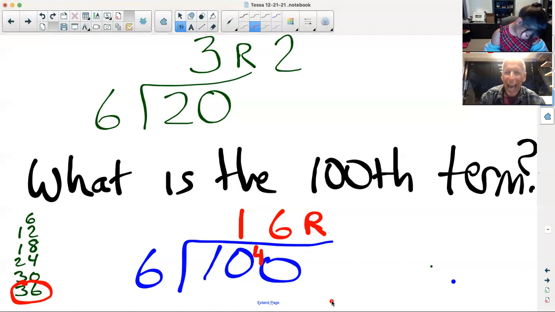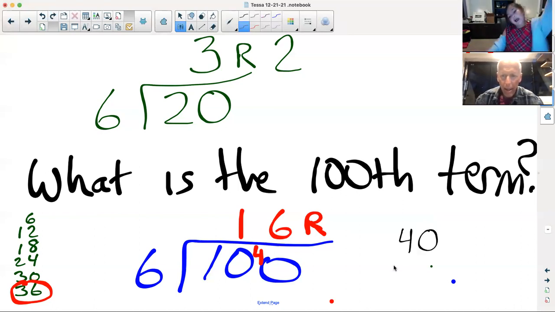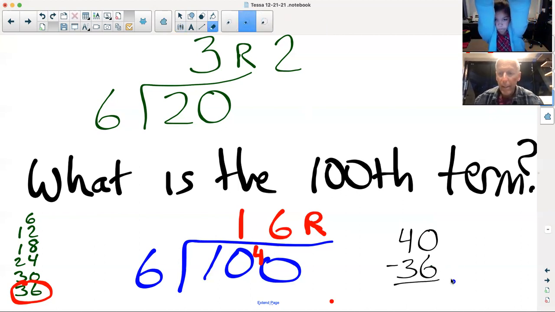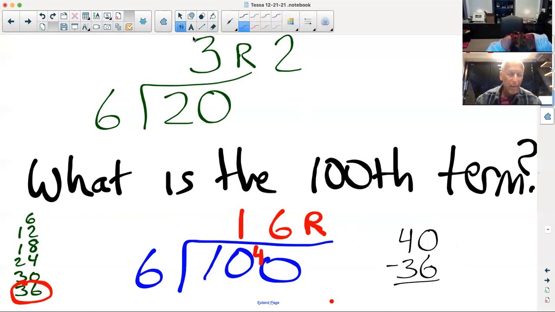Tessa, this one is actually way too easy for you. I want you to look up, Tessa. Oh, it's 39. Honey, when you take 36 away from 40, you don't get 39. Come on, Tessa. What number plus 36 is 40? Tessa, look at the numbers. 4. Of course it's 4. So the remainder is 4, Tessa.